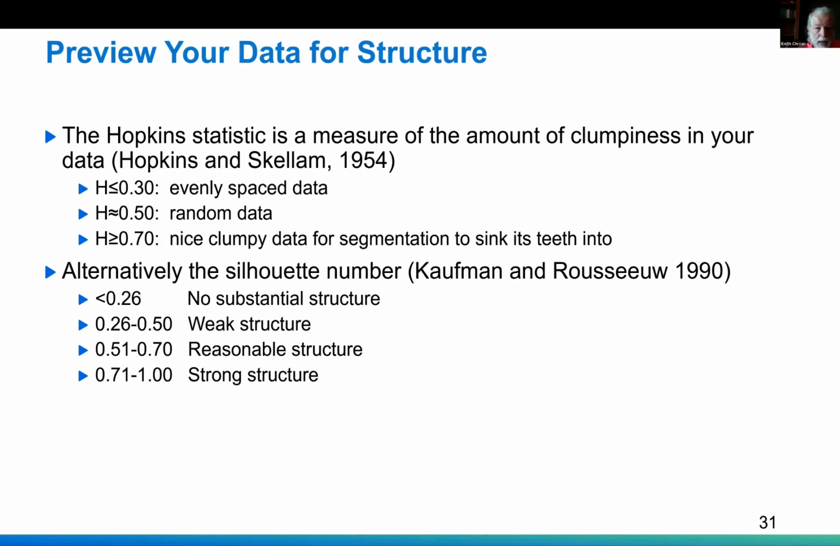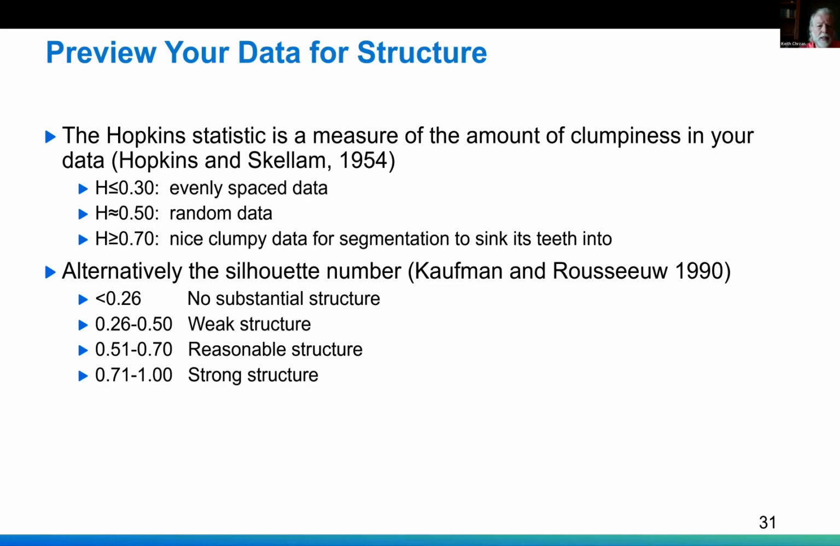And there's some values there. If the Hopkins statistic is less than 0.3, you've got evenly spaced data throughout your multivariate segmentation space. If it's in the neighborhood of 0.5, you've got random data. And if it's greater than or equal to 0.7, you've got nice clumpy data that segmentation can work with, and you've got happy segmentation algorithms because they've got what they need to do their job.